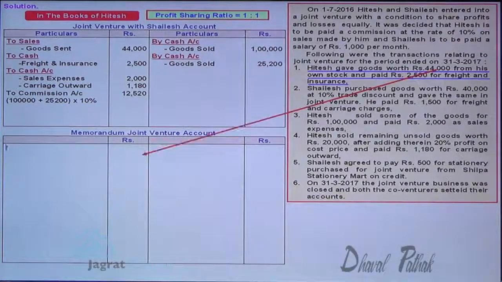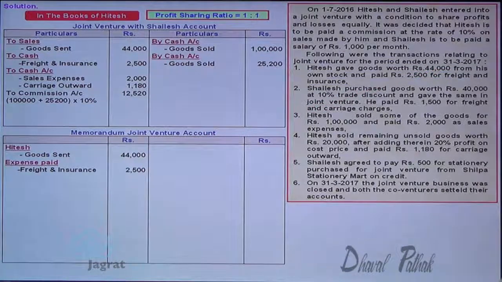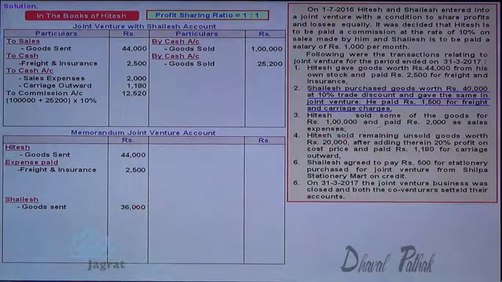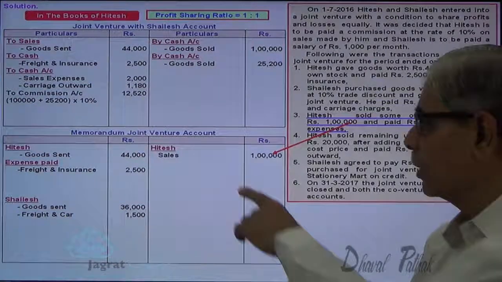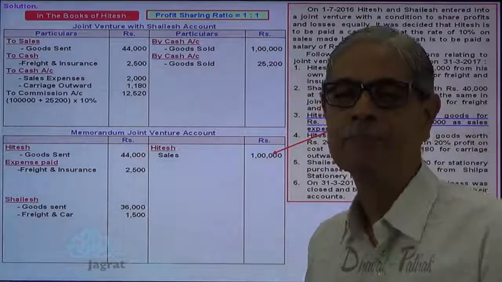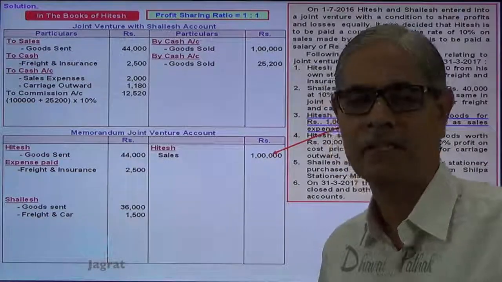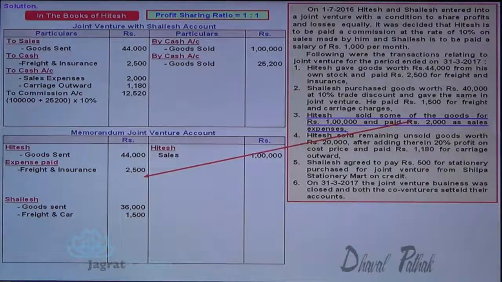First of all, 44,000 is the purchase by Hitesh, and the expenses paid by Hitesh. Shailesh purchased goods of 36,000, so 40,000 into 90% is the 36,000 purchase price. Expenses paid. Now sales of 1 lakh are credited, on the credit side of the joint venture. I say credit side for your understanding, but actually there is no credit and no debit, because it's a statement. A statement does not hold debit and credit. So 1 lakh income is recorded, and 2,000 expenses are debited.